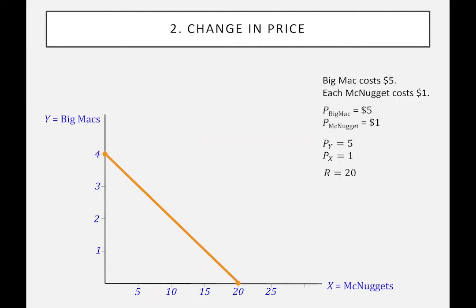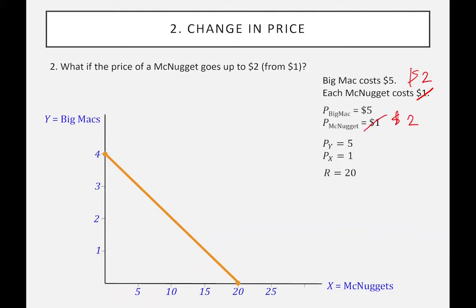What happens if we change the price? In this case, I'm going to consider the possibility that the McNugget now is, let's say, $2 instead of $1. So I'm going to change this to $2 here. But I'm going to go back to the situation where he's got 20 bucks to spend. So this as well, we'll have to change to 2. You'll notice now I call it PY and PX. Keep in mind, X is McNuggets, Y is Big Macs. I've left the price of a Big Mac exactly the same.